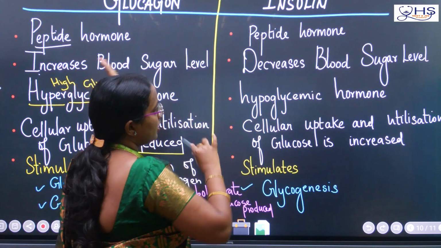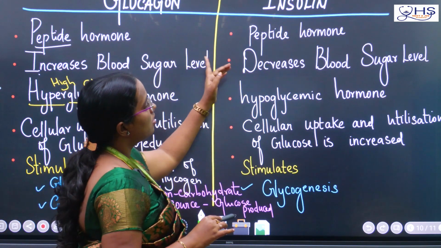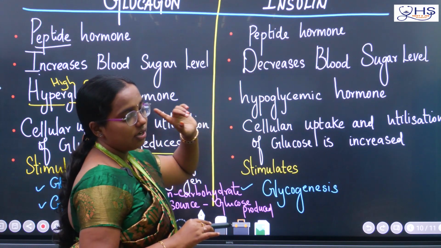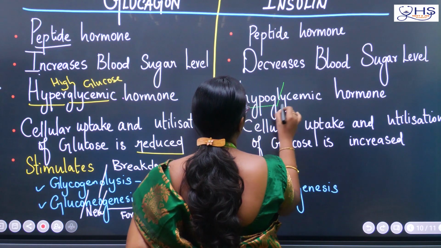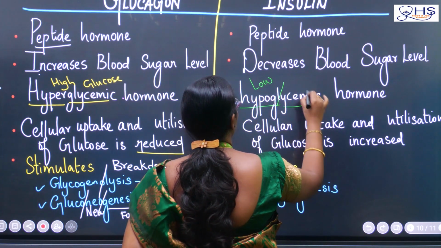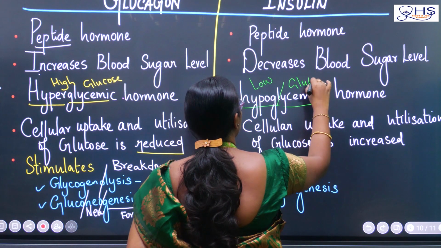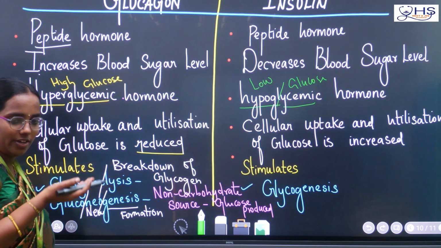Meaning this function is a bit opposite for this hormone. Now you can see here, this decreases blood sugar level. So, this is called a hypoglycemic hormone. The word hypo means? Yes, low. Glycemic means glucose. So, in the blood, if you check, the glucose level will be very, very low.